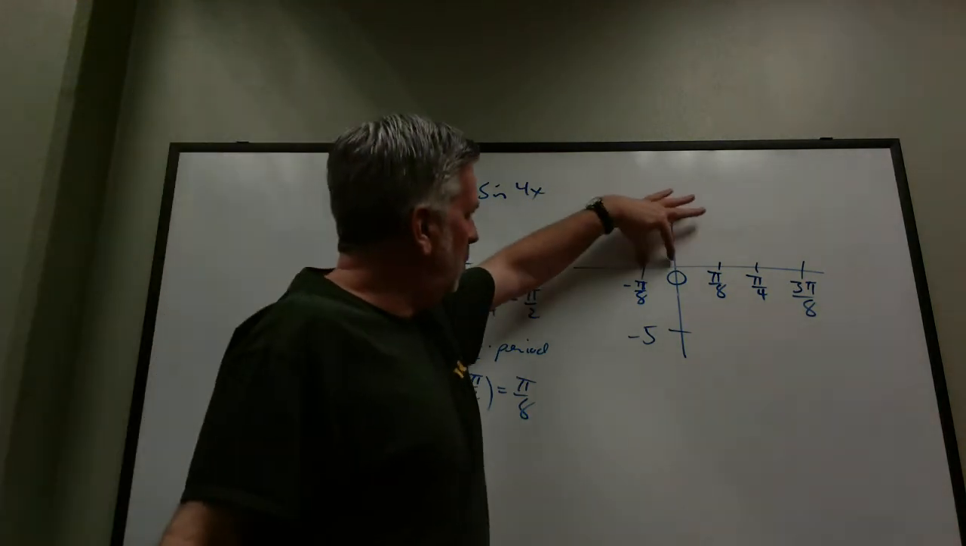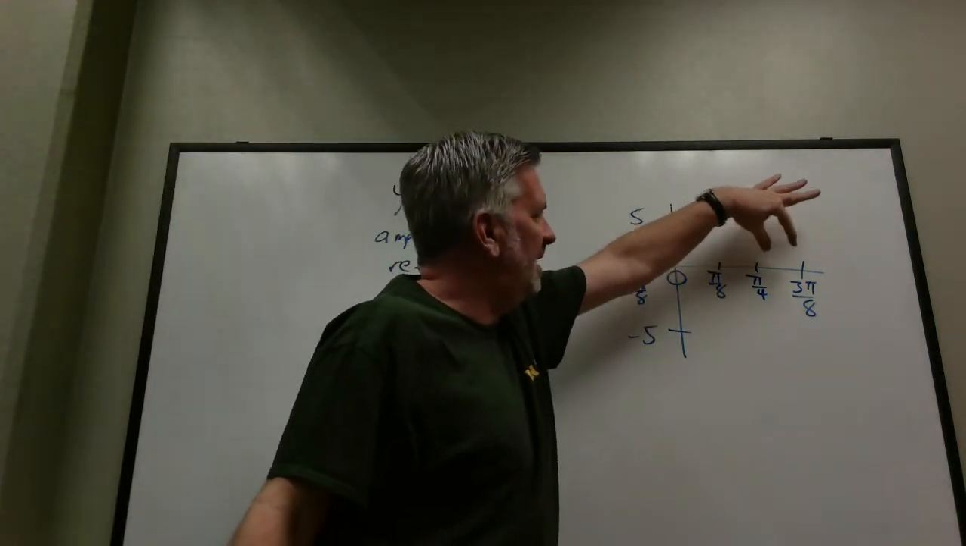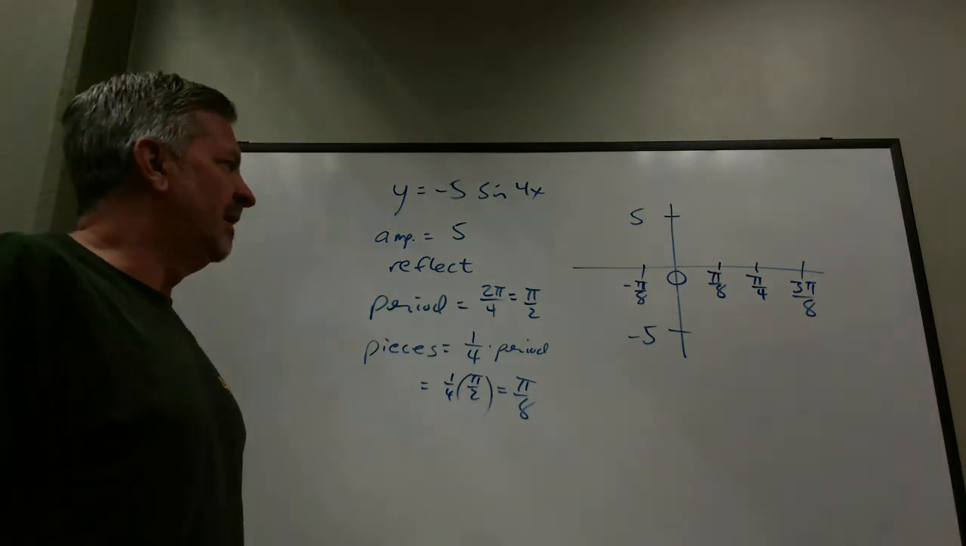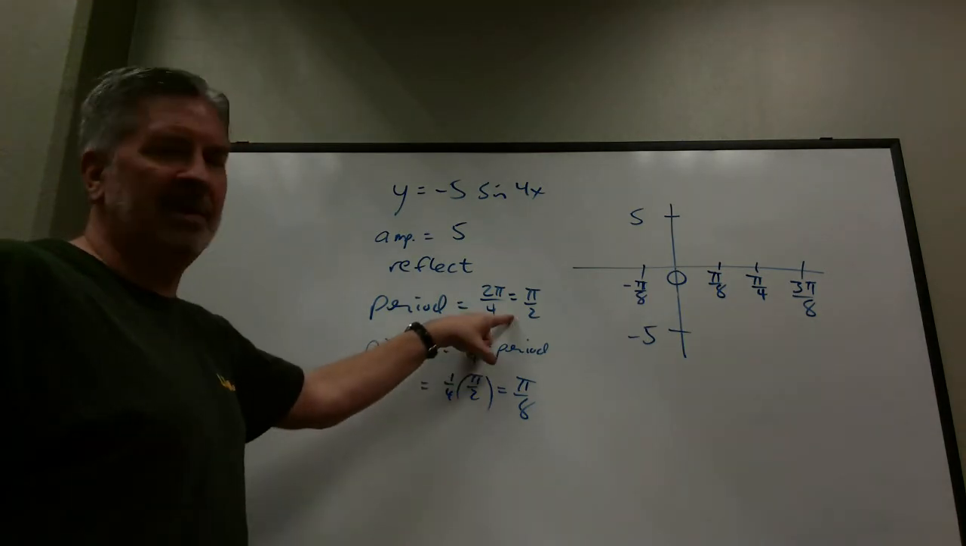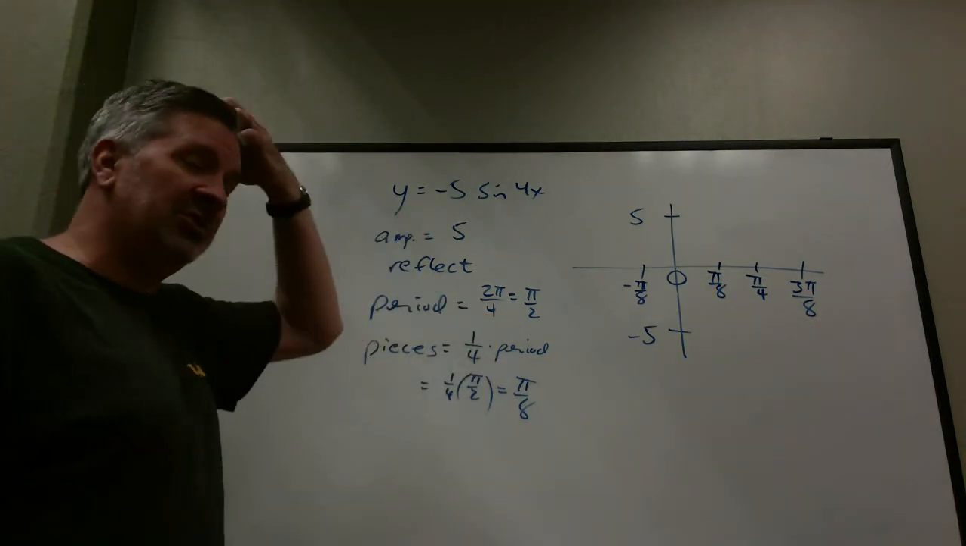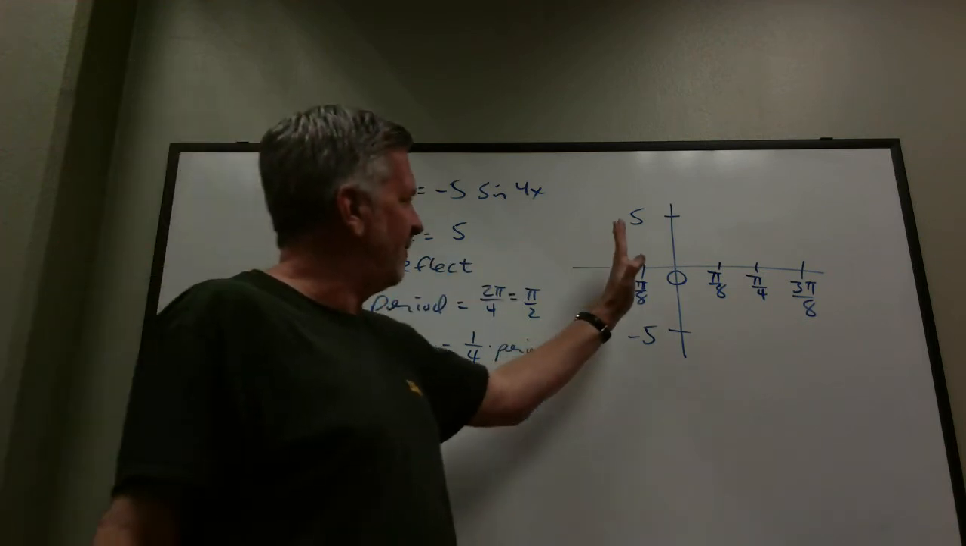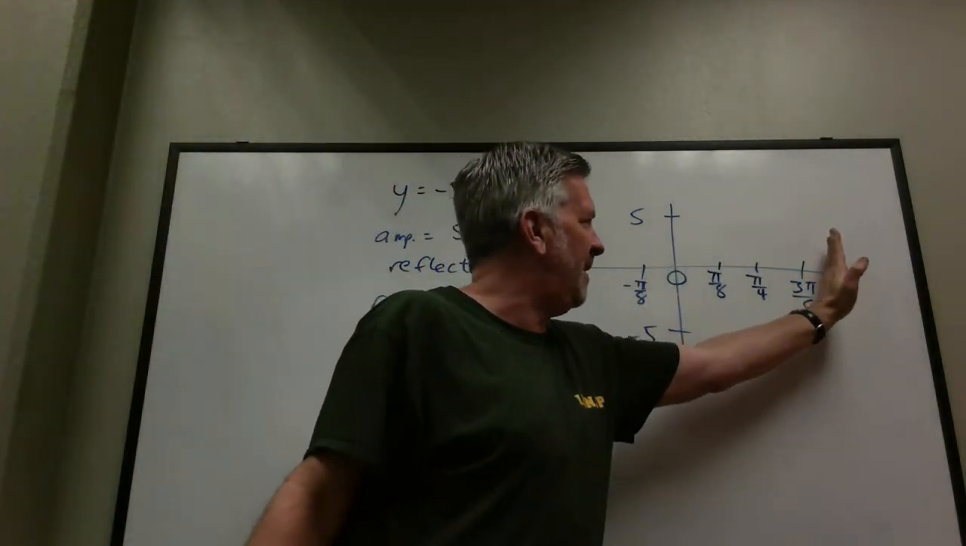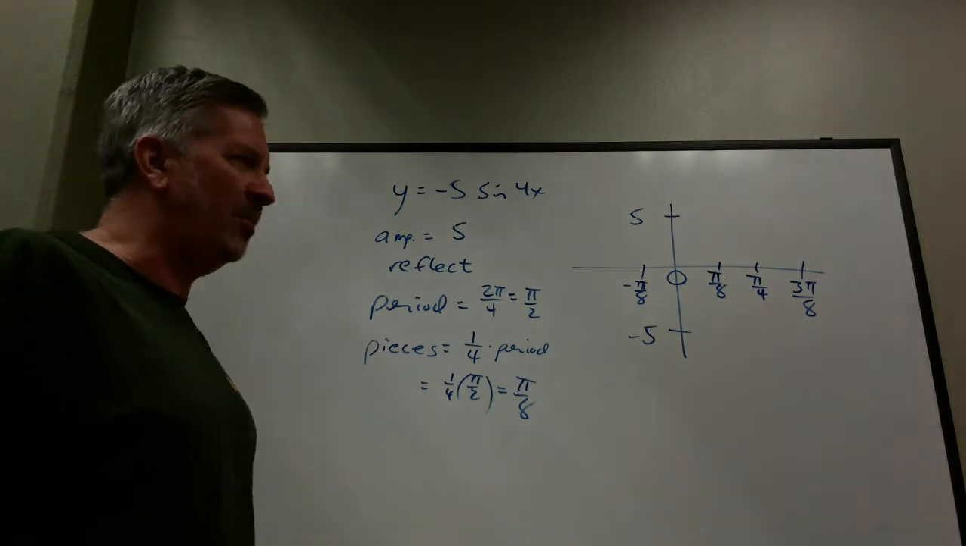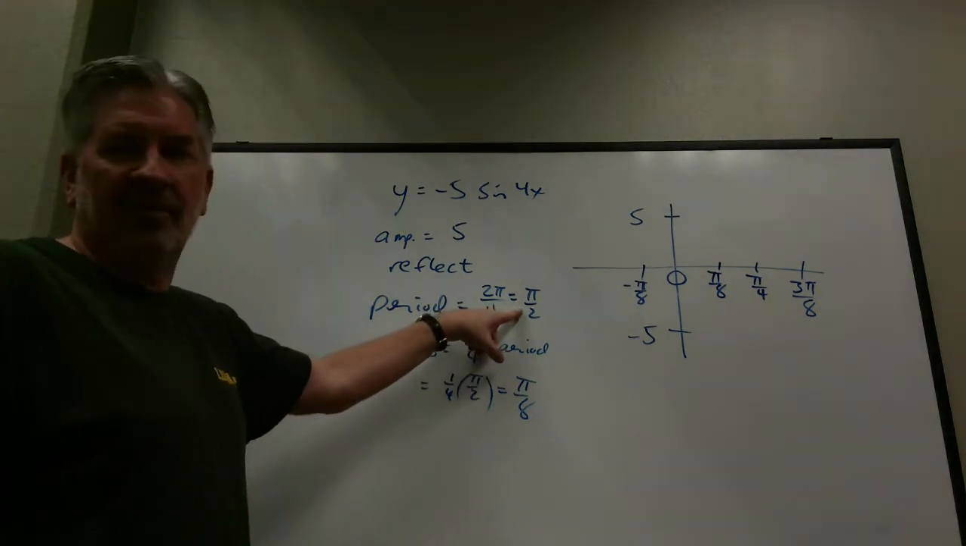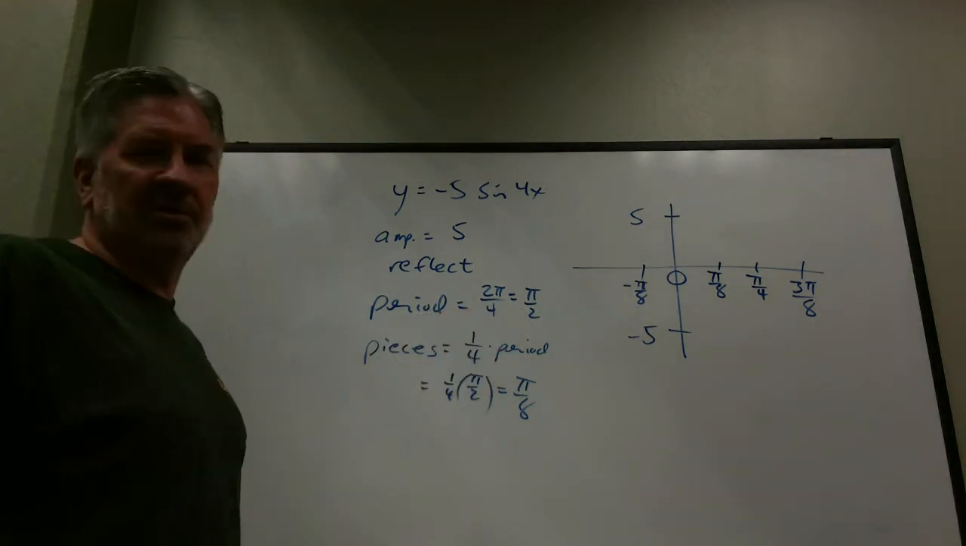Notice I have 1, 2, 3, 4 pieces, which means that total distance should be the period pi over 2. This is a good check. It'll check your arithmetic. From minus pi over 8 to 3 pi over 8 is a total distance of 4 pi over 8, which is pi over 2, my period. Okay, so that's a good check.